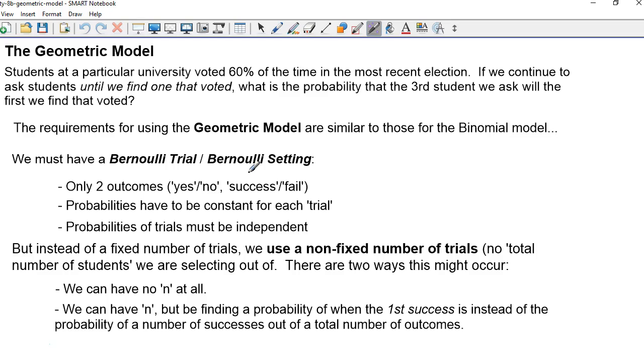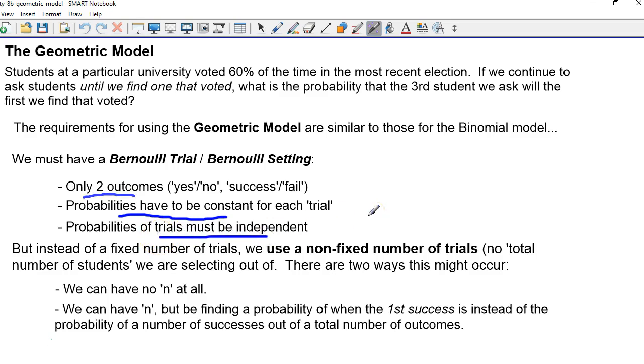Okay, so if I had the problem about the students at a particular university, we could immediately recognize that a geometric model could be used to solve this. The requirements for that are very similar to the binomial model. We have to have a Bernoulli trial, which is the same as binomial, right? We have only two outcomes. The probabilities have to be constant, and the trials must be independent of each other.